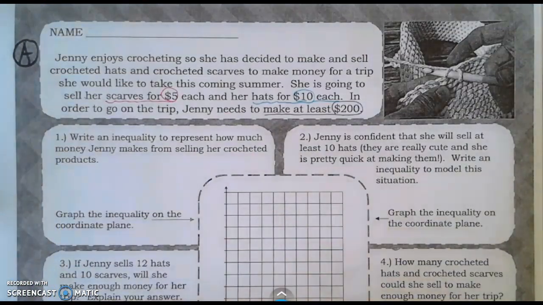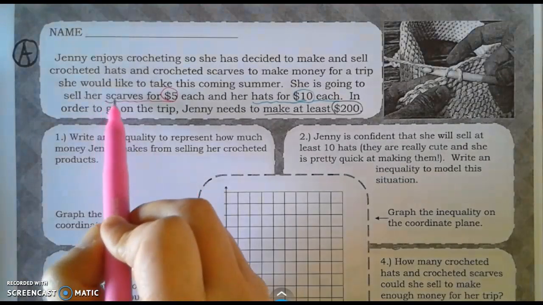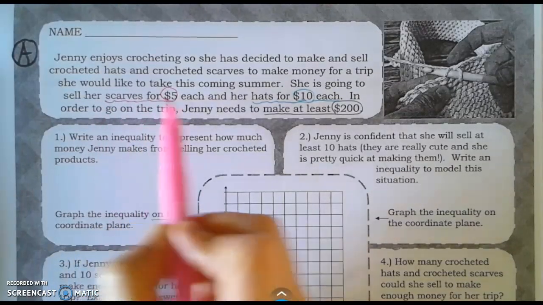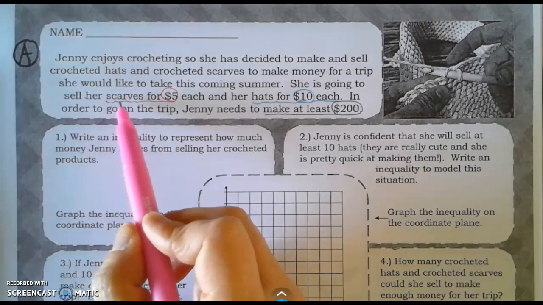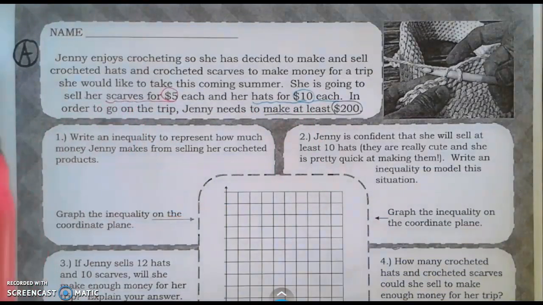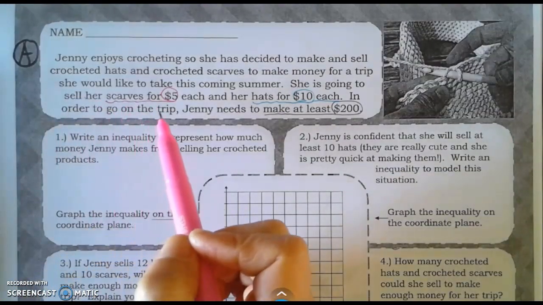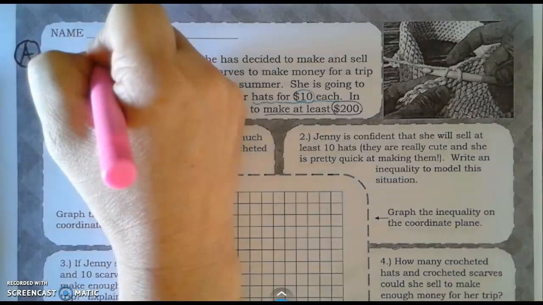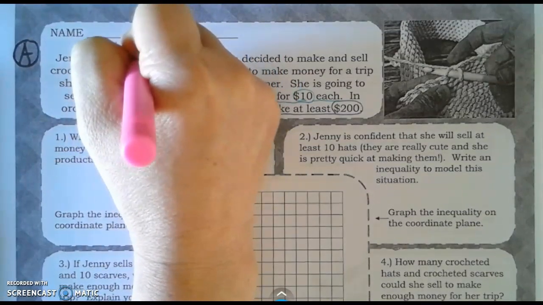When you do a word problem, the first thing you need to do is identify the variables. What is the thing that we do not know that we need to know? Do we know the cost of the scarves? Yes. Do we know the price for the hats? Yes. So we know that, but what is it that is variable, something that can change? Well, the number that can change is how many scarves she sells. So I am going to call X the number of scarves sold.